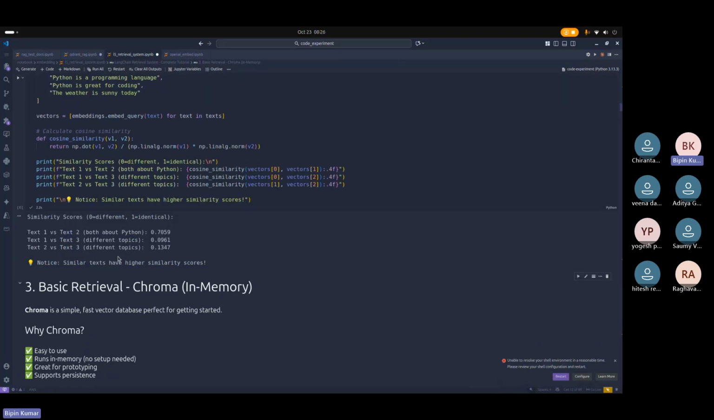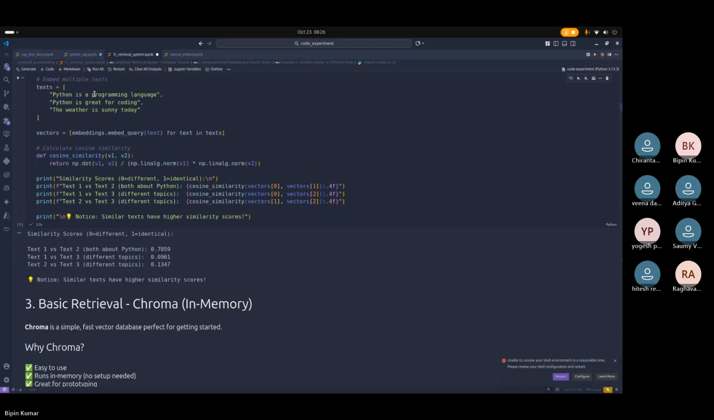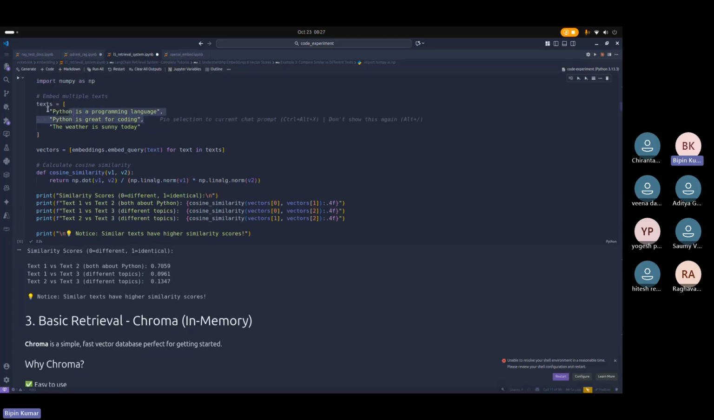Yeah. So if you see the first one, the 1 and 2, the cosine similarity score is 0.70. Okay. Now 1 and 3. So 1 and 3 is "Python is a programming language" and "the weather is sunny today." That value is minimum, 0.09.